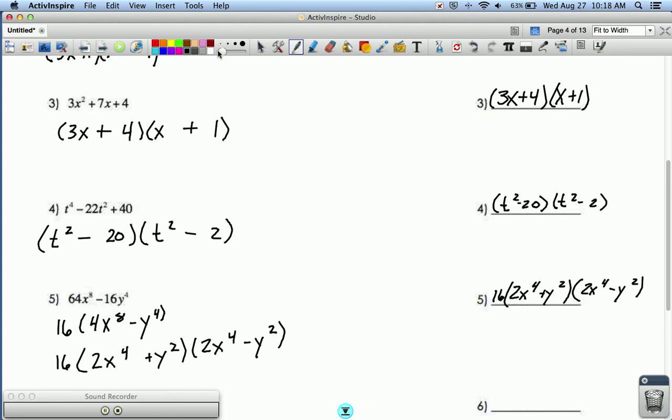Trying to get this font smaller yet, it's still a little, there we go. A little bit too thick for my liking.